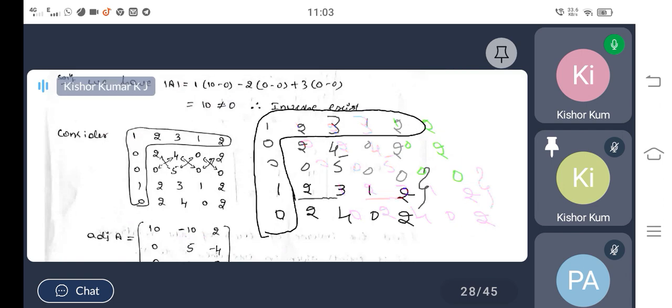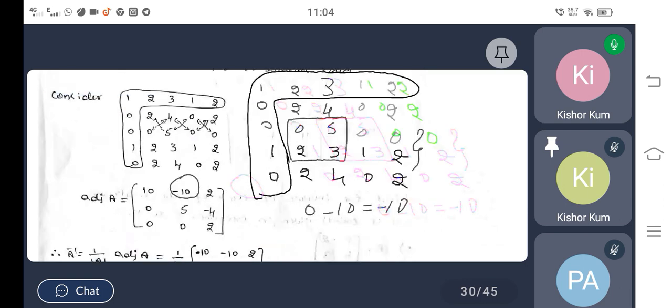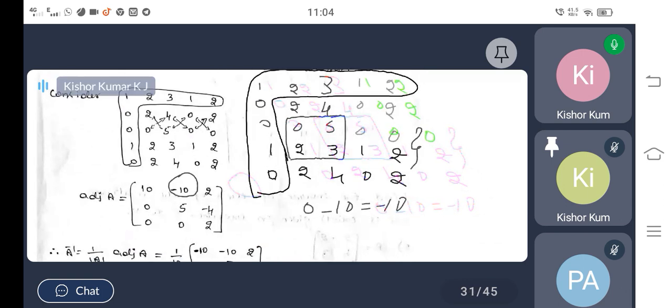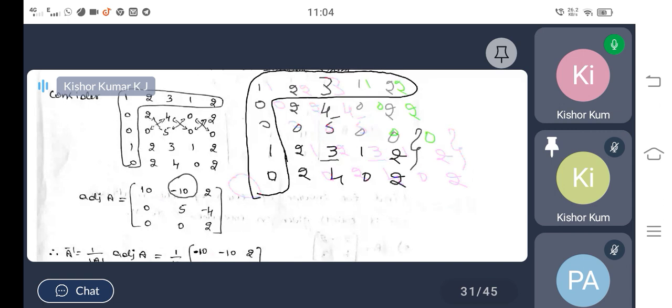So here again these are the 4 elements I should consider. 3 into 0, 0 minus 10, it is minus 10. You can observe here we have a minus 10. And the next 4 elements. What are the next 4 elements we have? 5, 0. Again, it is 5 minus 0. So we will get answer 5. 4, 3, 0, 2, minus 1.